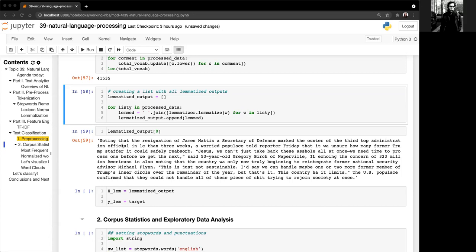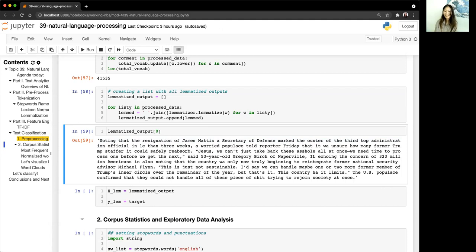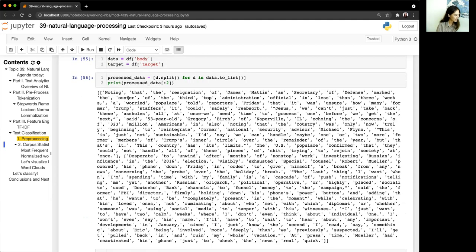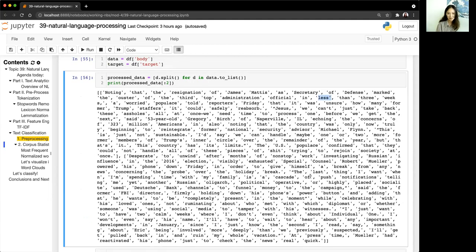Okay. Yeah, so it just says, ouster of third top official in la. So it took less and took the two S's out. Yeah, that's something that is probably an issue with WordNet. Unless you want to go in and individually figure out how you want to lemmatize each word, sometimes using built-in libraries, you're prone to these kinds of errors. But let me see. Okay, yeah, so it did turn less into le. It's a problem of the built-in WordNet lemmatizer.